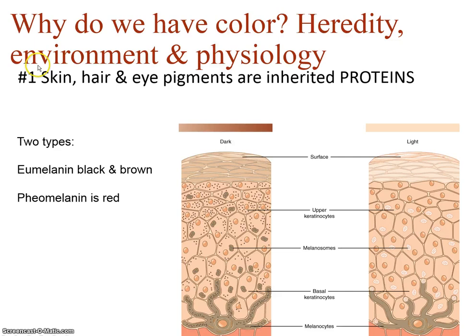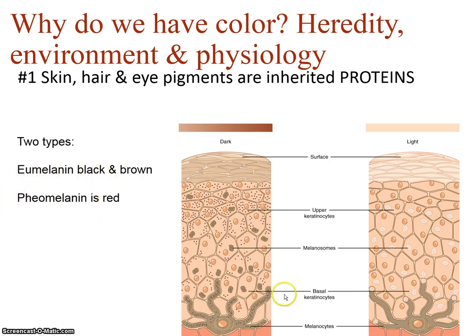Environment influences our color to some extent, and of course our physiological processes do. All right. So number one, in the skin, hair, and eye are these inherited proteins we call melanin. And there's basically just two types. There's a true melanin that's a black-brown color, and there's pheomelanin, which is red.